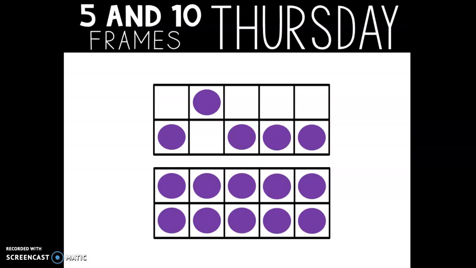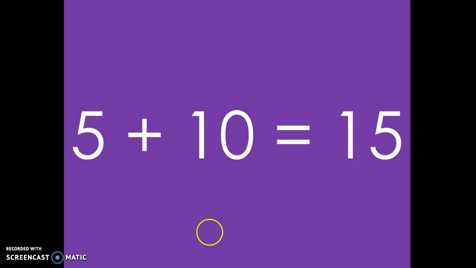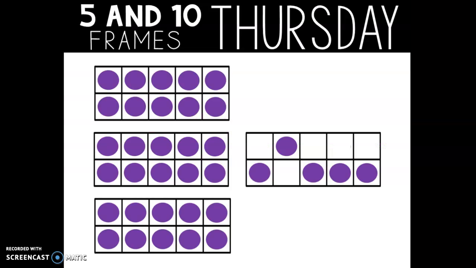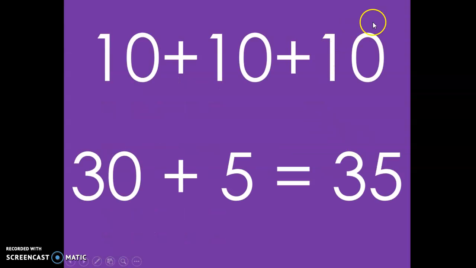All right, look at this one. Okay, what do you think? Right, there was 5 at the top and 10 at the bottom. So 5 and 10 together equals 15. Let's look at this last one. All right, you saw 3 10s frames. So that's 10 plus 10 plus 10 equals 30. 30 plus 5 equals 35.